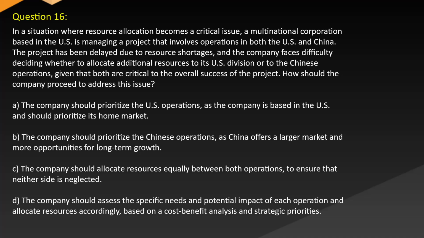A. The company should prioritize the U.S. operations as the company is based in the U.S. and should prioritize its home market. B. The company should prioritize the Chinese operations as China offers a larger market and more opportunities for long-term growth. C. The company should allocate resources equally between both operations to ensure that neither side is neglected. D. The company should assess the specific needs and potential impact of each operation and allocate resources accordingly based on a cost-benefit and strategic priorities.